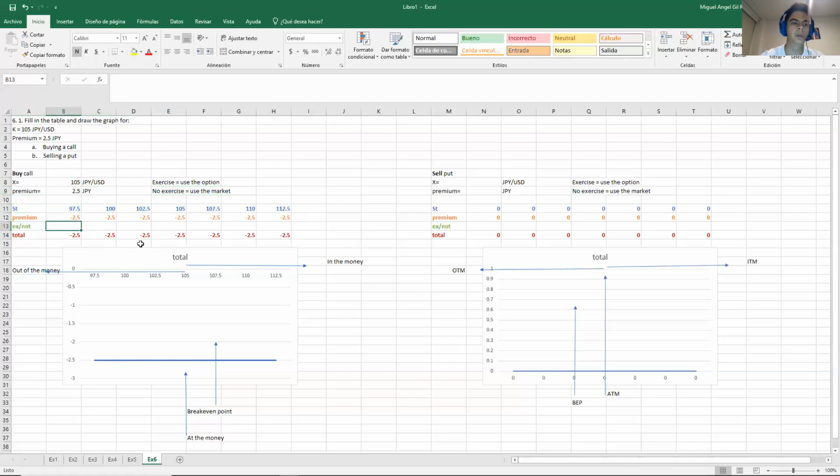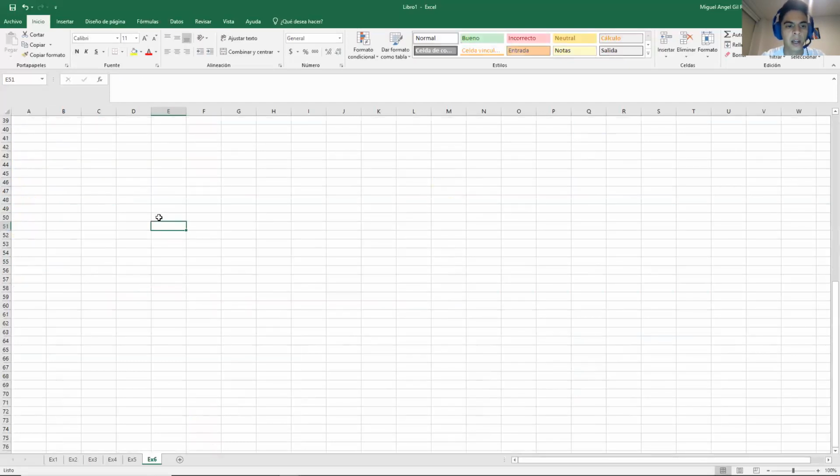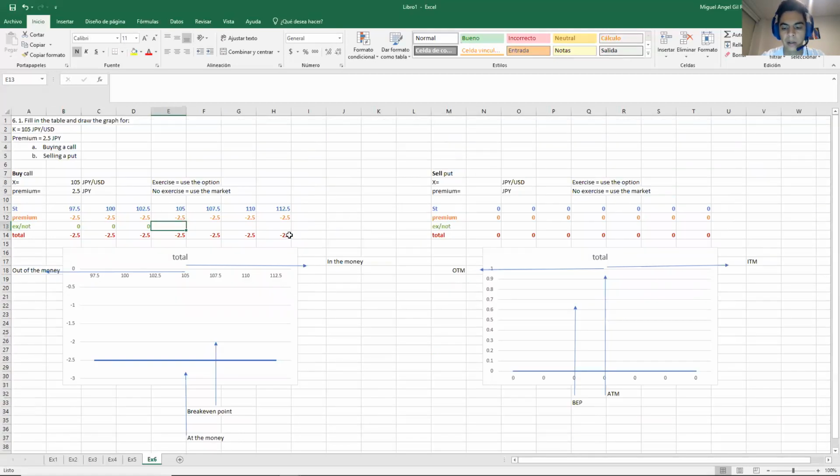So let's do that analysis. In the first column, the market is at 97, sorry. So if the market is 97 and my strike is 105, where do you think I will buy the dollar? In the market, right? That means no exercise, so 0. Fine. Next column, at 100, will I buy my dollar at 100 or at 105? At 100, right? That means no exercise. The same for the next column, and at 105 it doesn't matter, so it will be 0. Why doesn't it matter? Because it's the same. Even if you do the difference, it's the same.